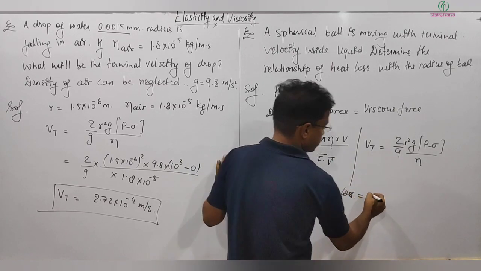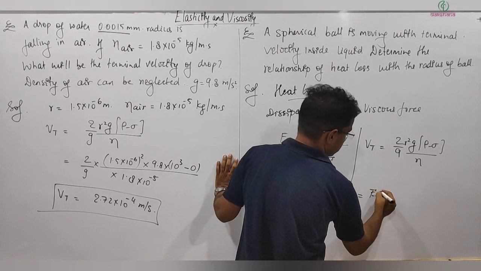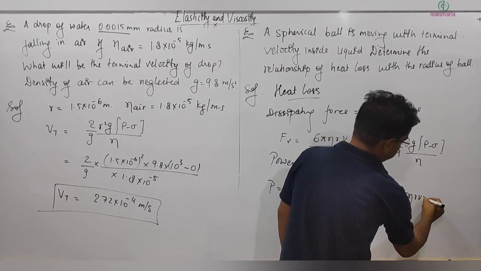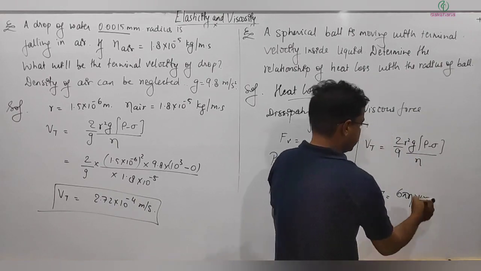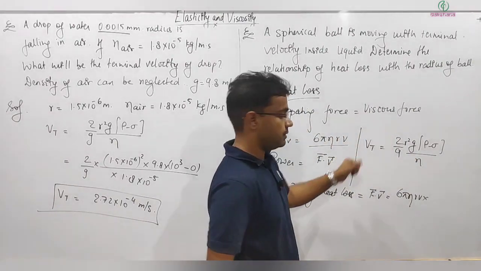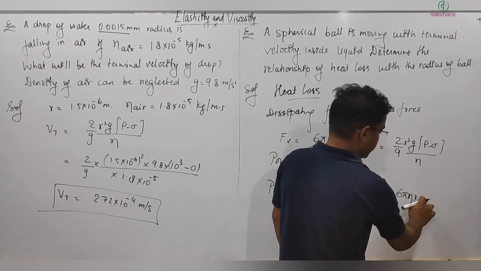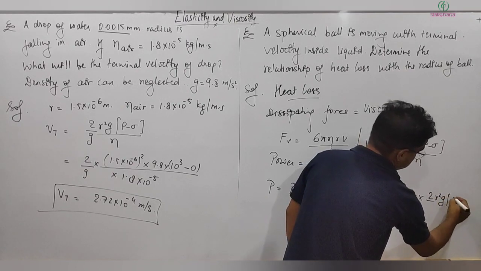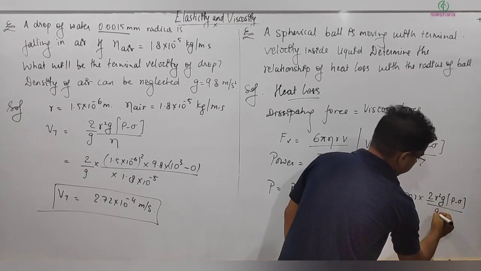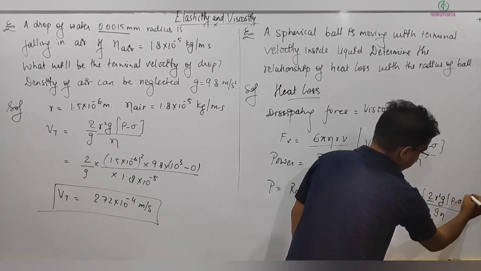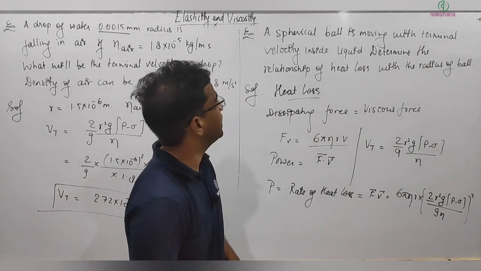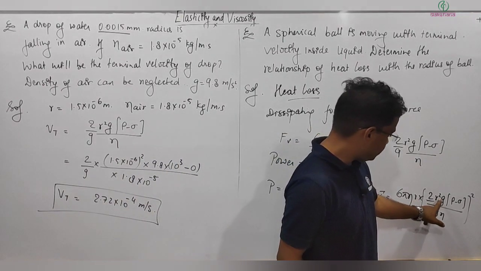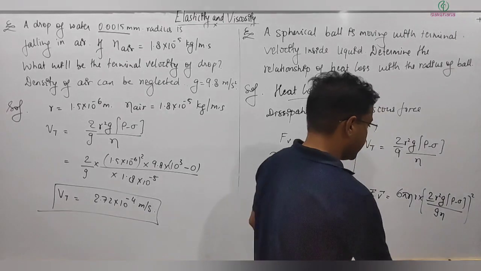So that can be written as simply force multiplied by terminal velocity, simply substituting 6 pi eta r v multiplied by this, and this velocity will also be terminal velocity. So let me substitute, this will be v square, so that means 2 r square into g, rho minus sigma, divided by 9 eta, complete whole square. It's simply asking the relationship of heat loss with the radius. So radius, it will be r, and it will be r square also, and that whole square.